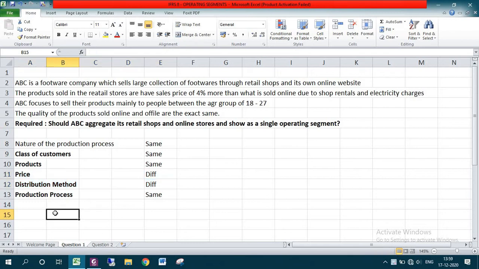Now we need to move to the next step. We need to see if these operating segments are reportable or not. From those operating segments, we need to identify which segments we need to report and which we need to exclude. We don't report all the operating segments of a company, even if it meets the criteria. So there are some criteria which need to be satisfied if an operating segment is to be classified as a reportable segment.